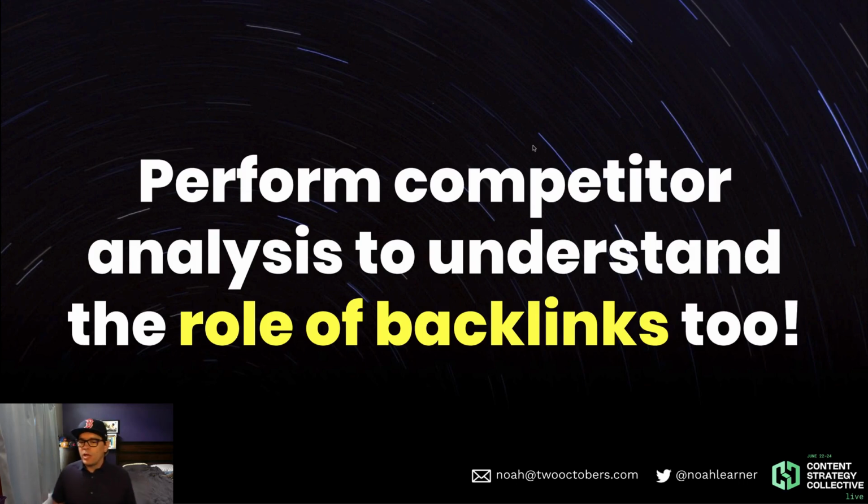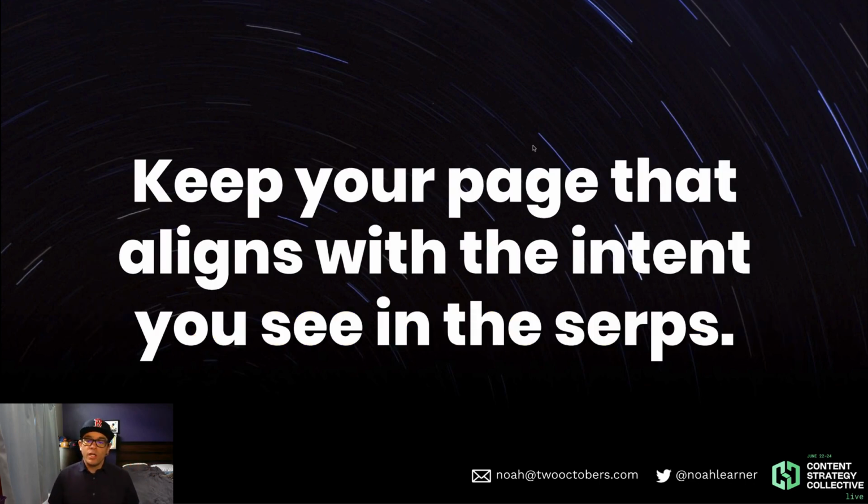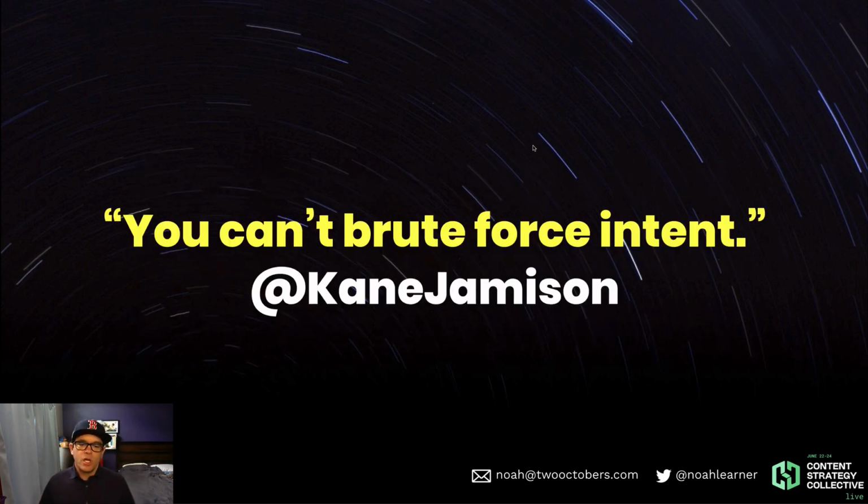You're also going to perform competitor analysis to understand the role of backlinks. Because it's not all about intent, we might also find that one piece of content that's in our top 10 or 20 positions has an entirely different content structure than everything else. But let's say it's Home Depot and they've got 30,000 links. That does play into our understanding of what type of content to build, right? But you want to, in general, keep your page that's going to align with the intent that you see in the SERPs. And here's why, because you can't brute force intent. It's one of my favorite sayings that I've ever heard from Kane Jameson.